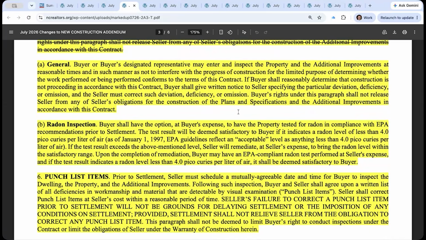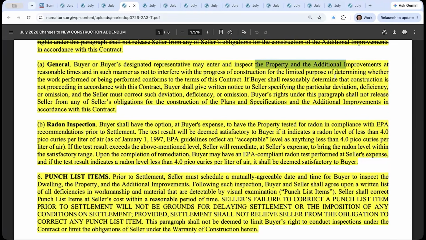And then here you've got some changes to inspections, and really the inspections are pretty similar to what they've always been. You have all the inspection rights that you would have under 2T when you attach this addendum. You also can do other things, and there's also a section for punch list items. But you can see here in general that the buyer may enter and inspect the property and the additional improvements at reasonable times and not interfere. And that's in addition to the inspections that you can do in 2T. All right. And that's why it says the property and the additional improvements.